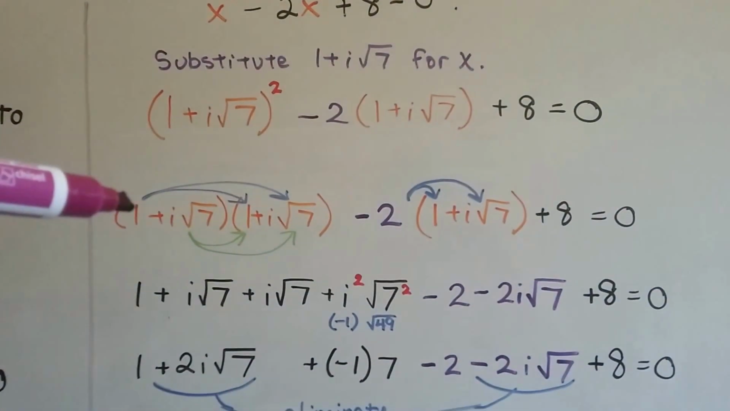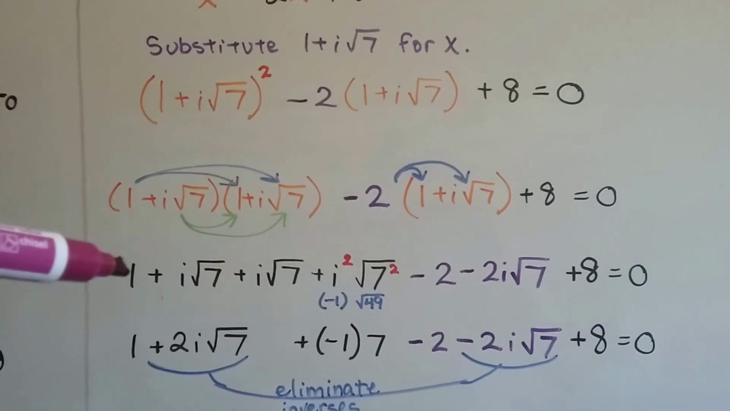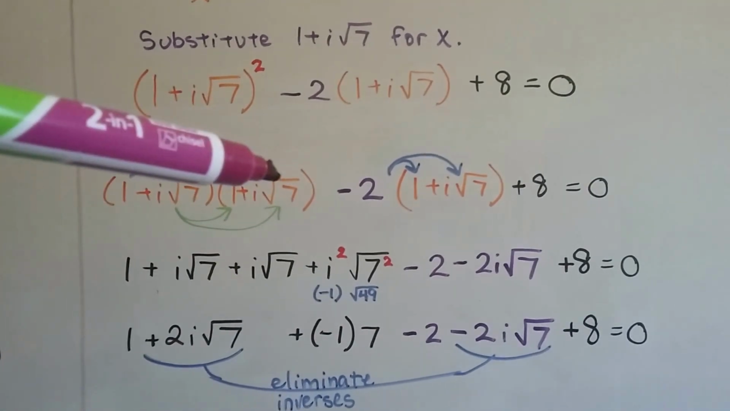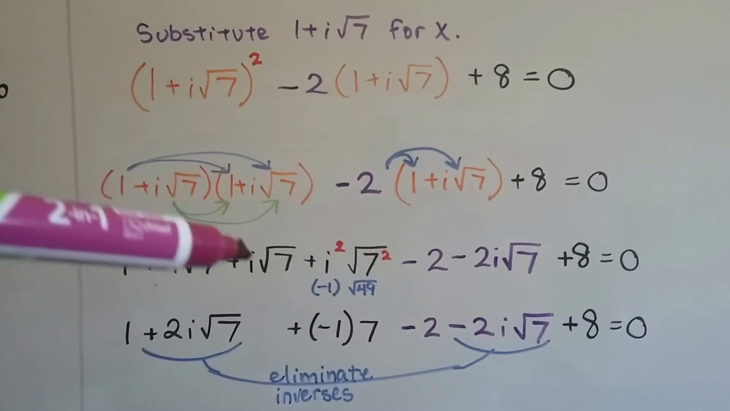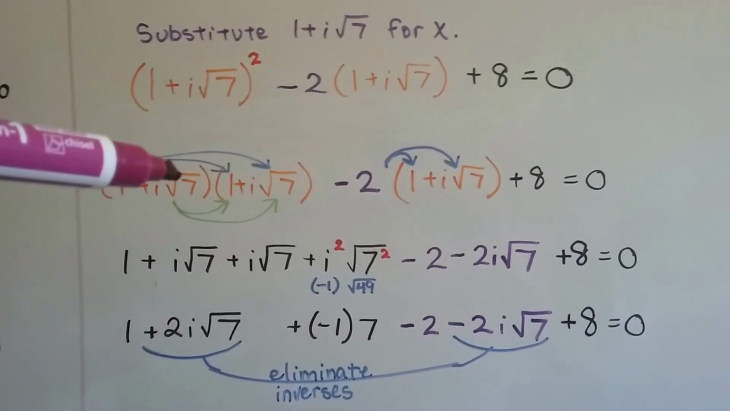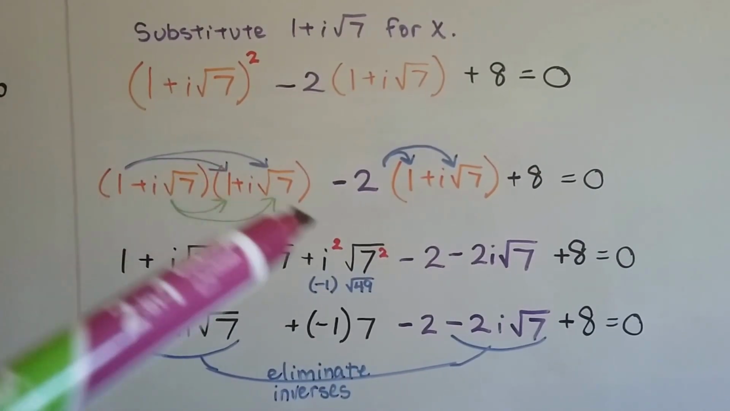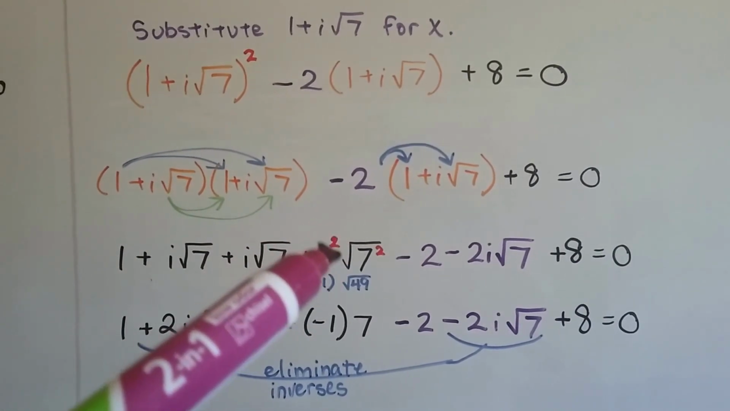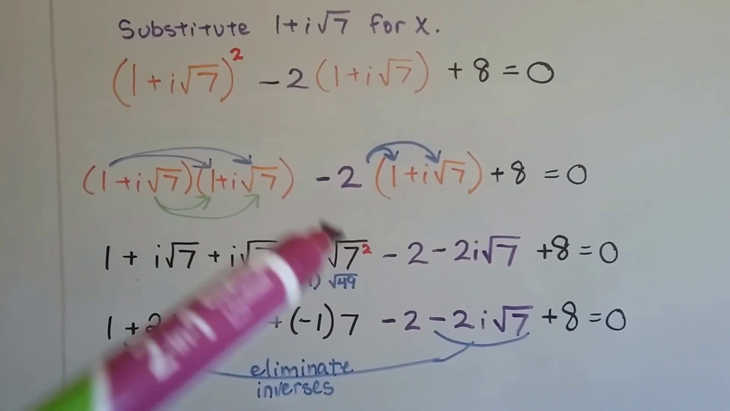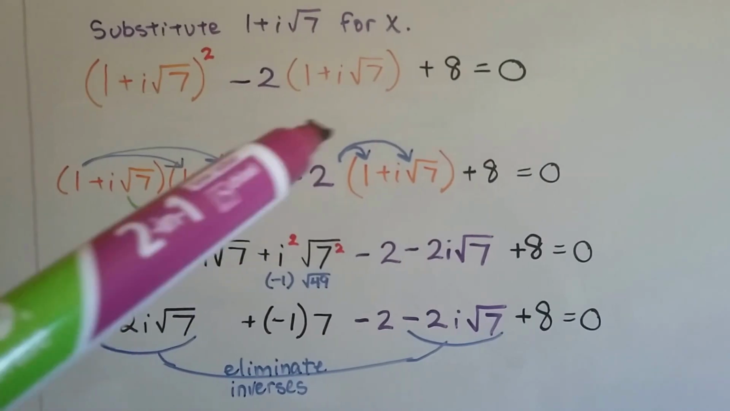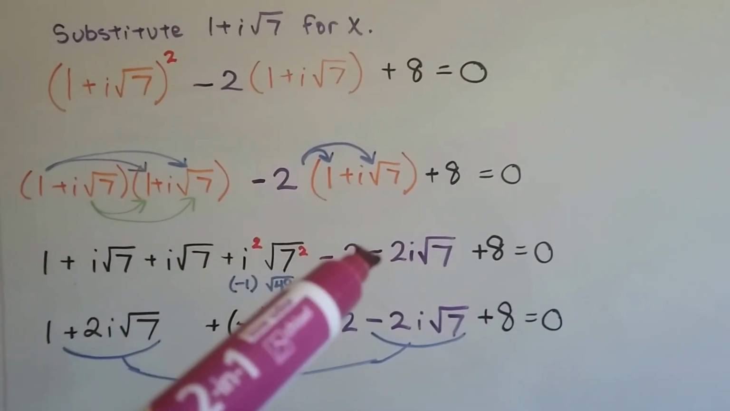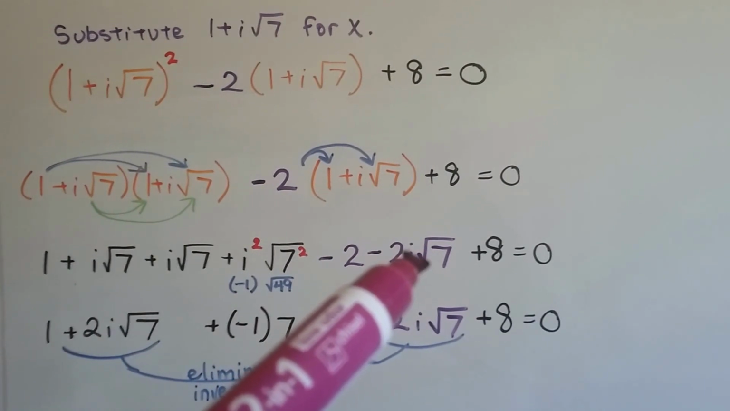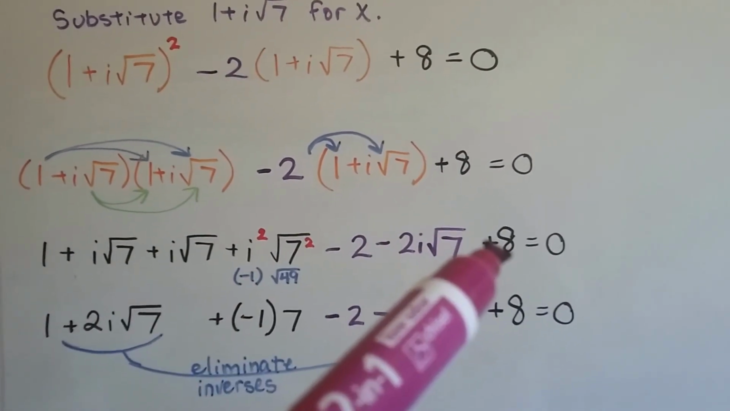We've got 1 times 1, which is 1. 1 times i square root of 7 is i square root of 7. i square root of 7 times 1 is another i square root of 7. i square root of 7 times i square root of 7 is an i squared and a square root of 7 squared. Now we're going to distribute this guy. Negative 2 to the 1 is a negative 2. Negative 2 to i square root of 7 makes negative 2i square root of 7. We bring down our plus 8.